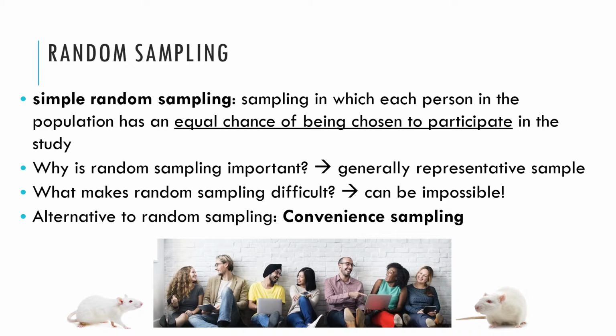Of course, the obvious problem with convenience sampling is that the sample might not be representative of the population, and therefore it may be less appropriate to generalize the results from the sample to the population.